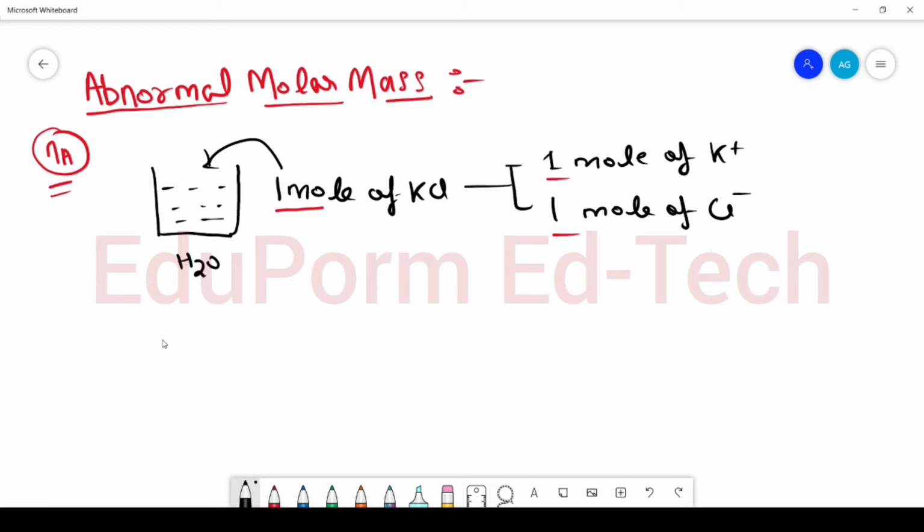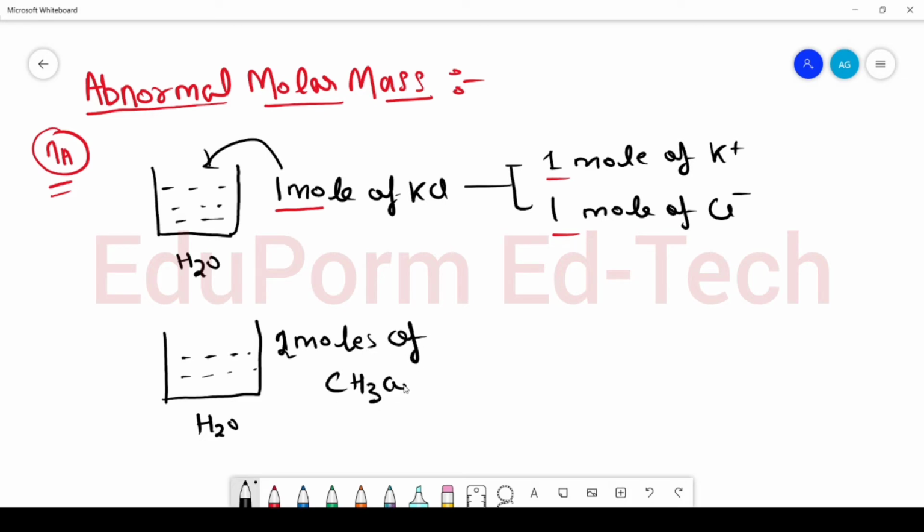Similarly, if I have water and in this water I am adding acetic acid, I am adding 2 moles for better understanding. I am adding 2 moles of acetic acid, that means CH3COOH. Now when 2 moles of acetic acid are added to the solvent, which is water, then due to hydrogen bonding, the molecules of acetic acid will form a dimer, and the dimer will look like this.